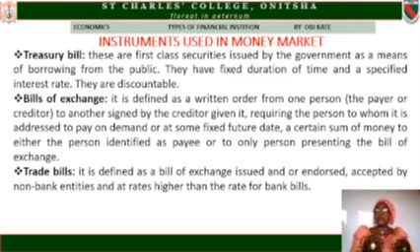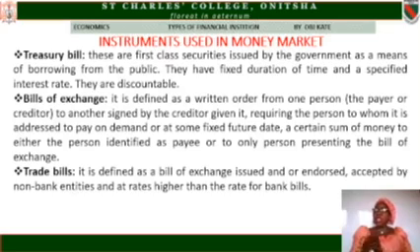Then we have bills of exchange. Bills of exchange is defined as a written order from one person to another. From that one person is the payer or the creditor. Remember that the creditor is a person to whom something is owing. To another, signed by the creditor giving it, requiring the person to whom it is being addressed to pay on demand or at some fixed future date a certain sum of money, either to the person identified as a payee or to only the person presenting the bill of exchange.